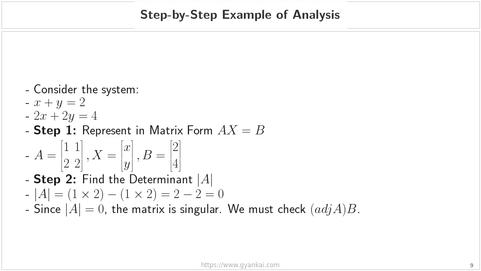Now, remember what we discussed in the previous slides regarding the singular case. Because the determinant is exactly 0, we know that matrix A is singular and does not have an inverse. This means we cannot simply use the formula x equals A inverse B to find a unique solution. Instead, as we'll see in the next few slides, we are now required to calculate the product of the adjoint of A and the constant matrix B to determine if this system is inconsistent or if it has infinitely many solutions.